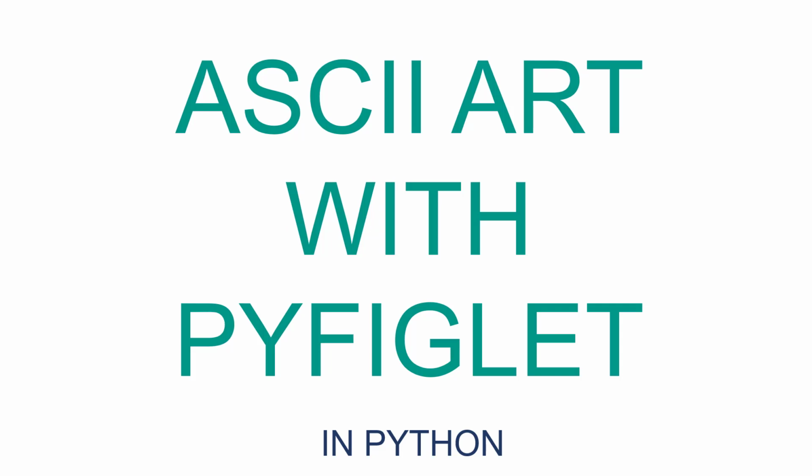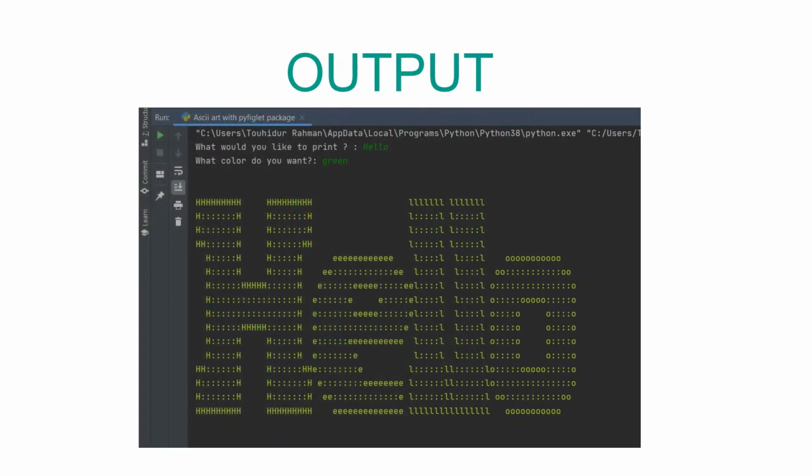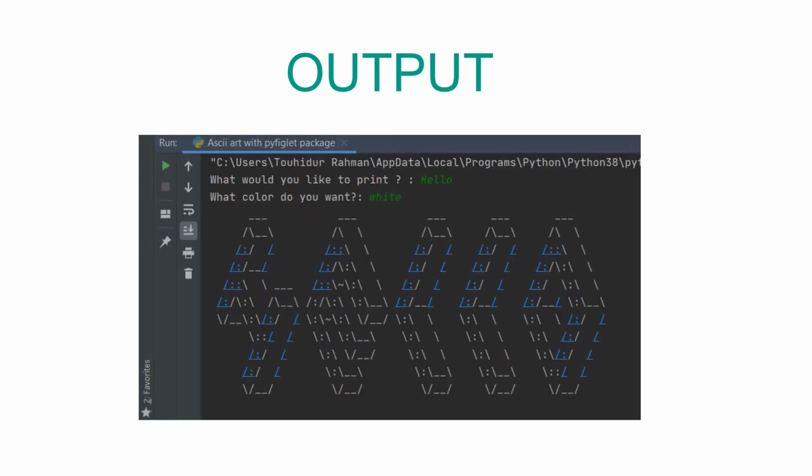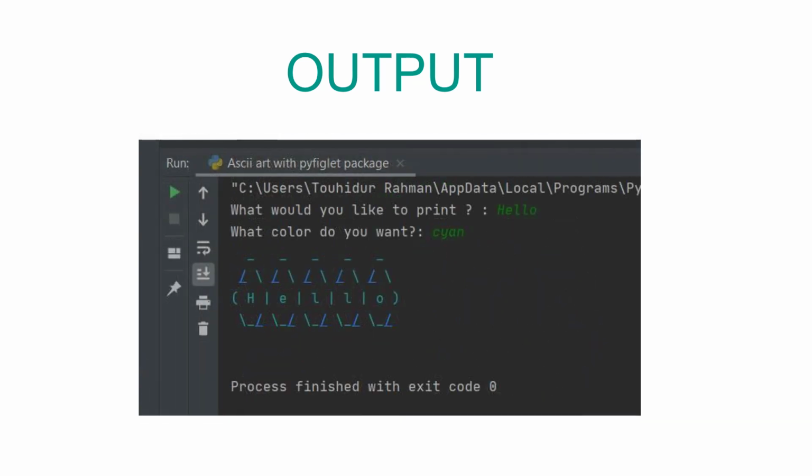Hey guys, in this video tutorial you are going to learn how to make ASCII art with Pyfiglet in the Python programming language. If you follow me correctly, at the end of the video tutorial you'll be able to make this kind of ASCII art like this one, and there are many more you can build on your own. So follow me.